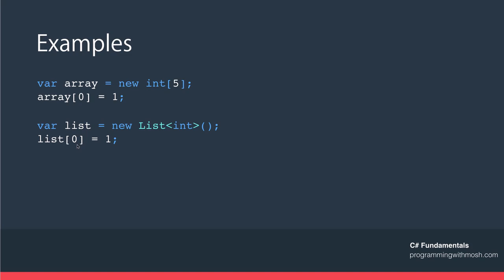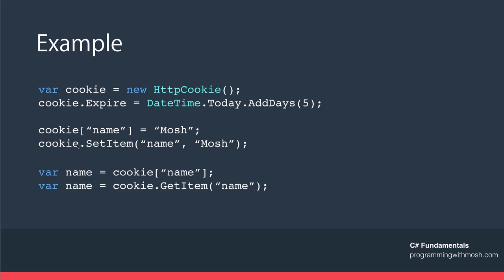Now you might say, we already have the concept of lists and arrays and collections, so we are not going to reinvent the wheel. Why do we need to define an indexer in our class? Well, sometimes we have classes that have collection semantics. For example, think of an HTTP cookie.